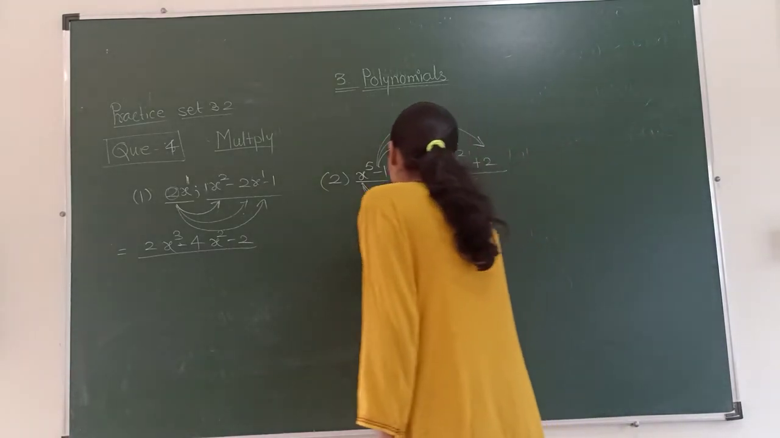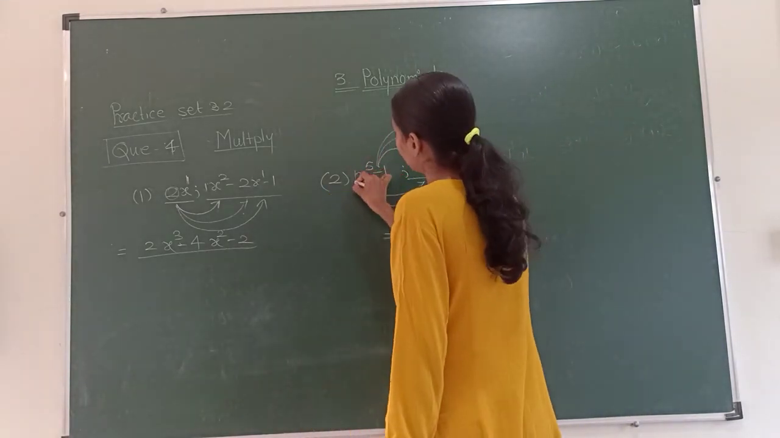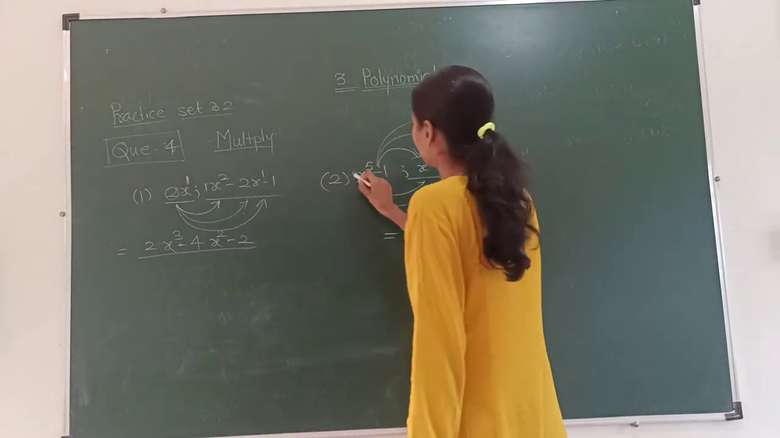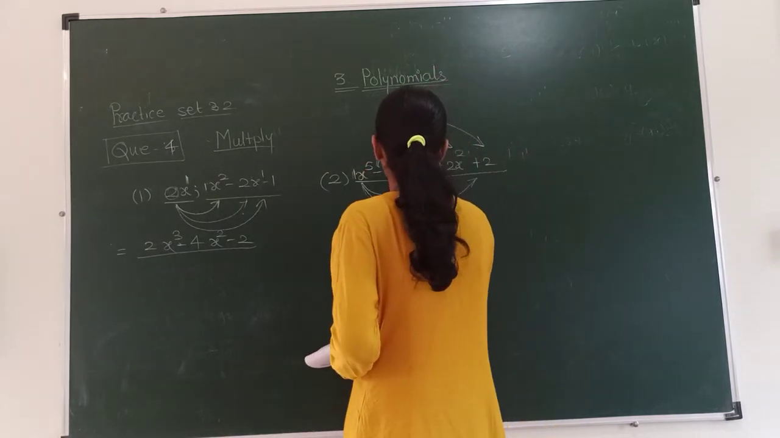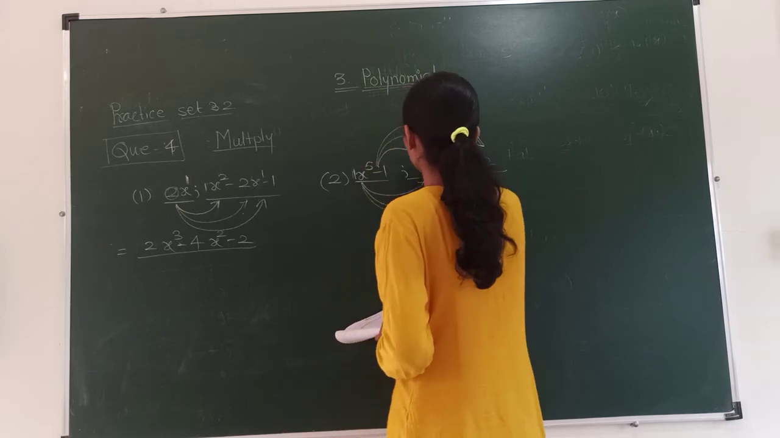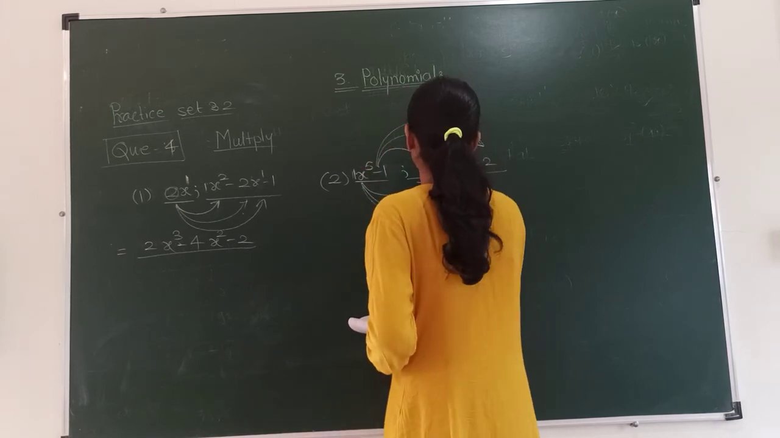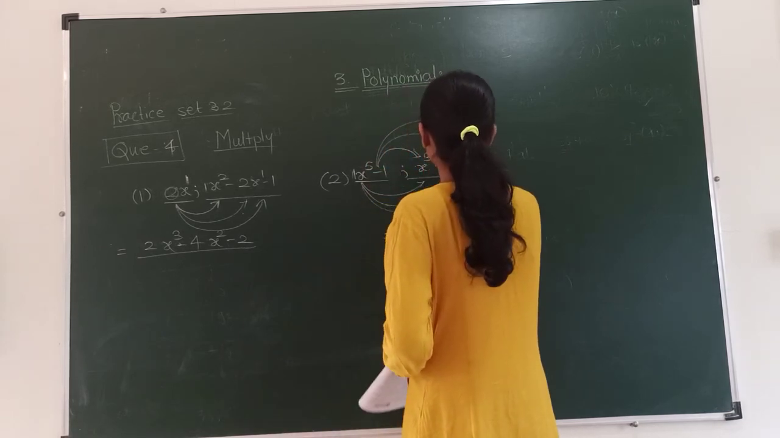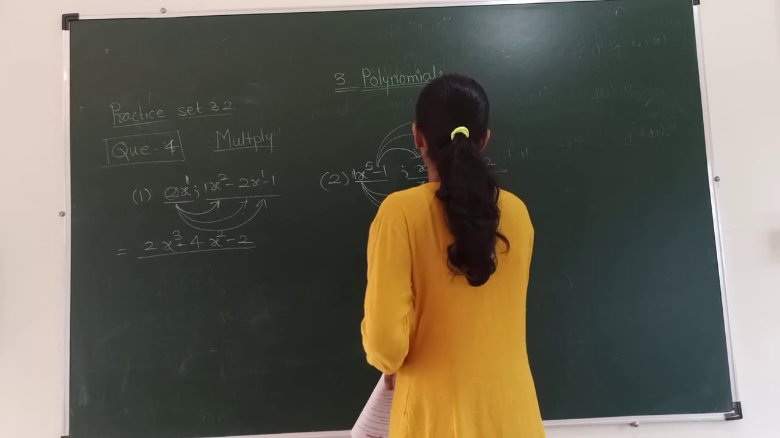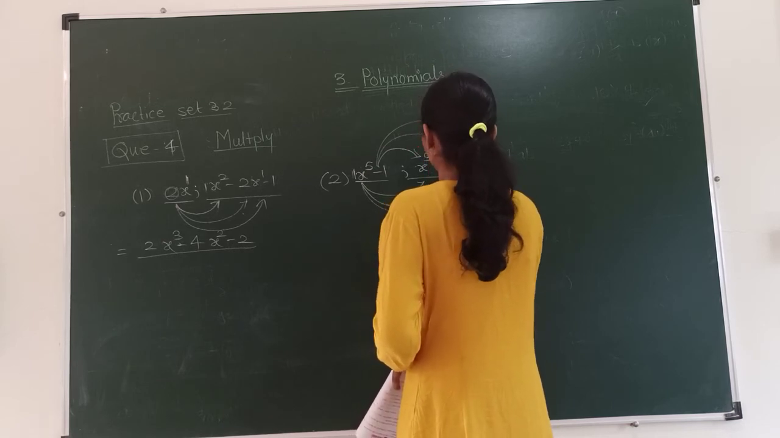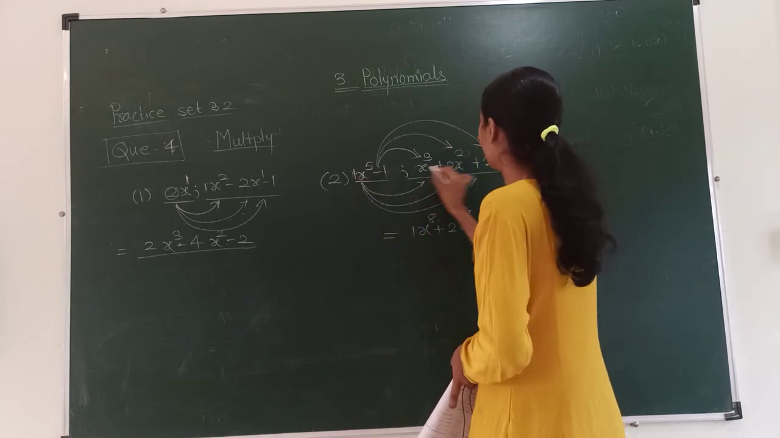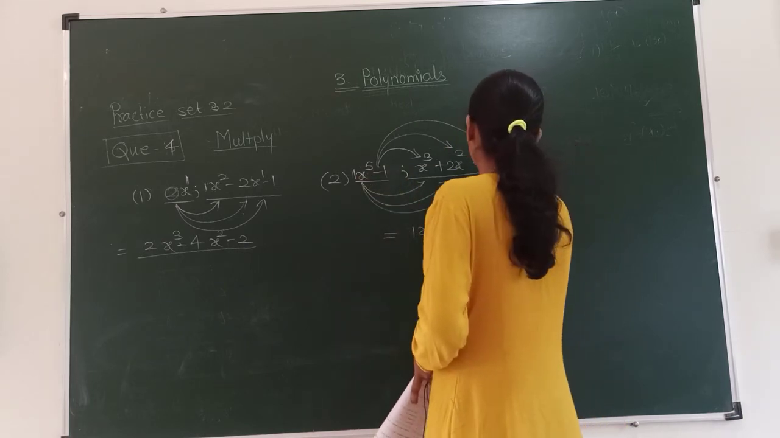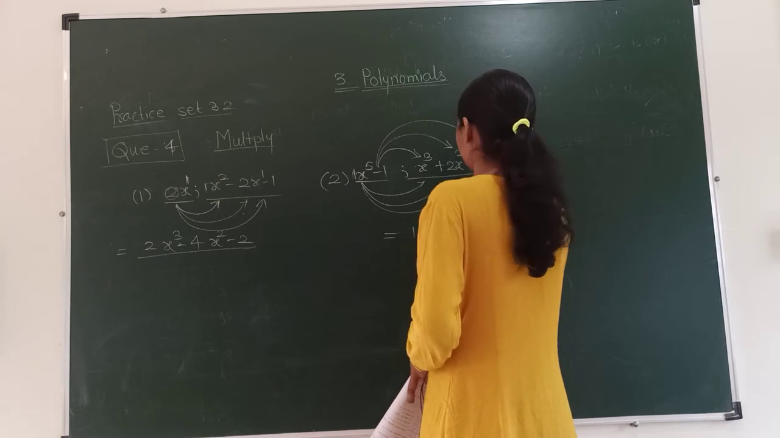So what will be the answer? I am writing here. Here is the coefficient. We are multiplying the coefficients. Coefficient is 1. 1 into 1 is 1. x raised to 5 and x raised to 3 is x raised to 8. Again this 1x into 2, 1 into 2 is 2. x raised to 5 and x raised to 2 is x raised to 7. This 1x into 2, 1 into 2 is 2. So 2 only.